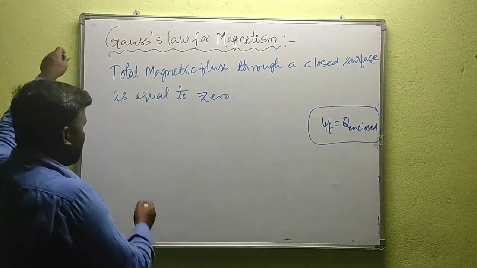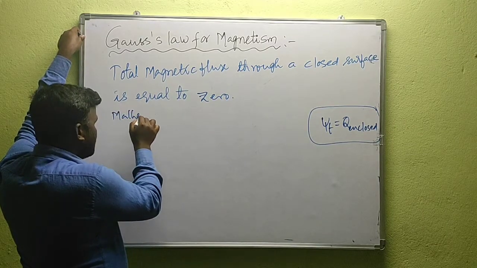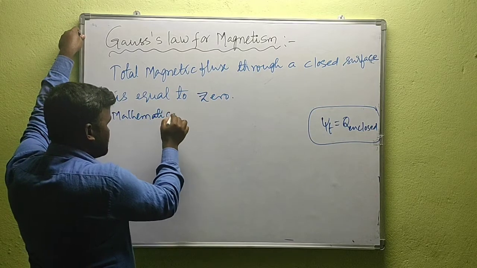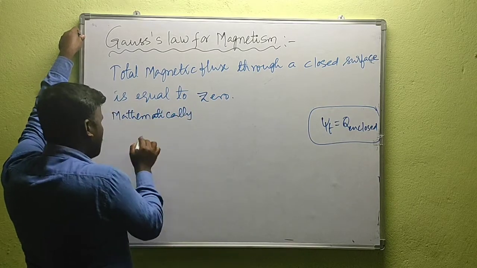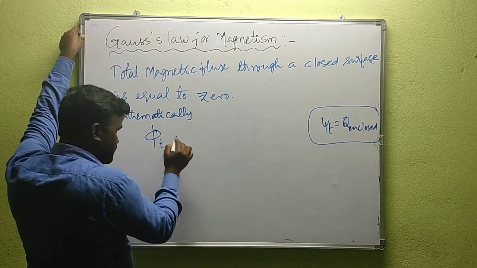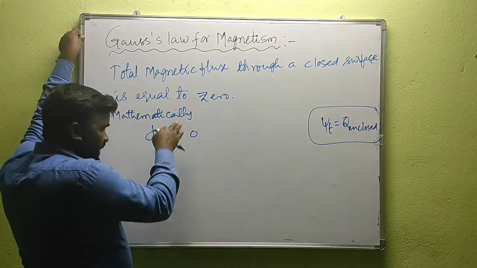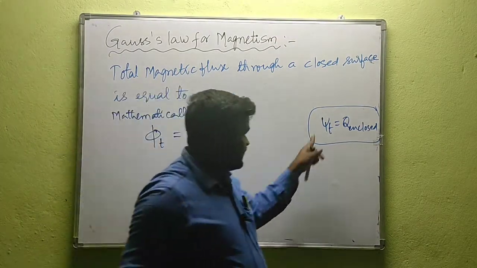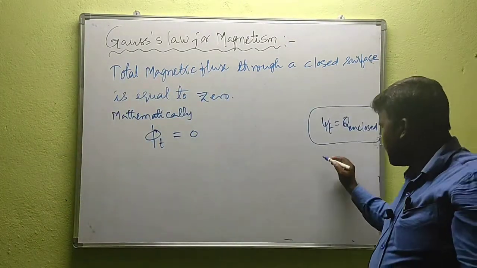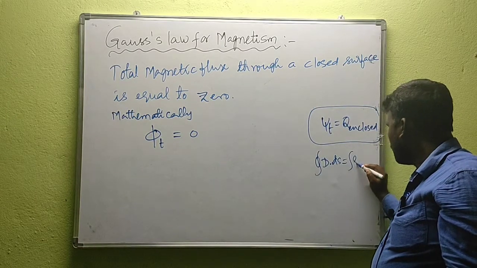Mathematically, we can write psi, the total magnetic flux through a closed surface, equal to 0. Before entering into this, I want to say one thing: psi t equal to Q enclosed can be written as the closed integral of D dot ds equal to the integral of rho v dv.